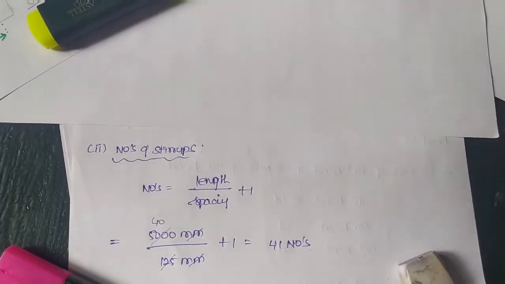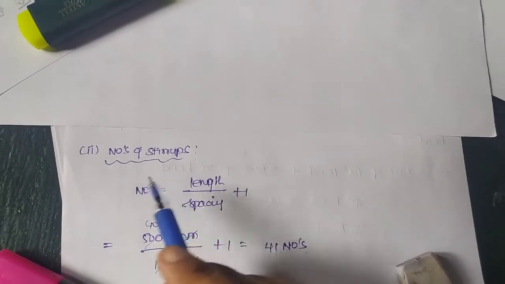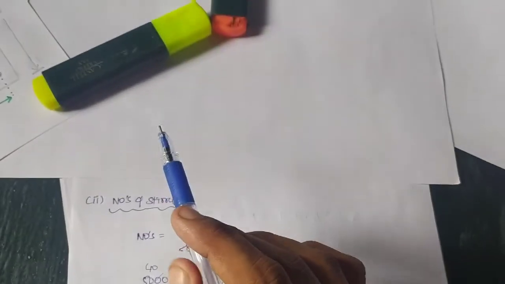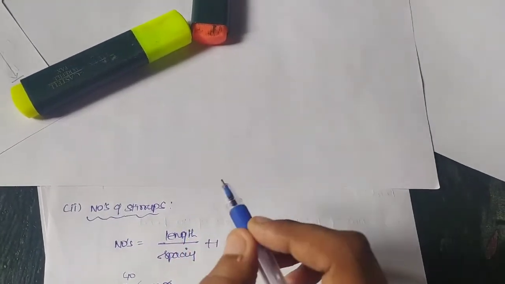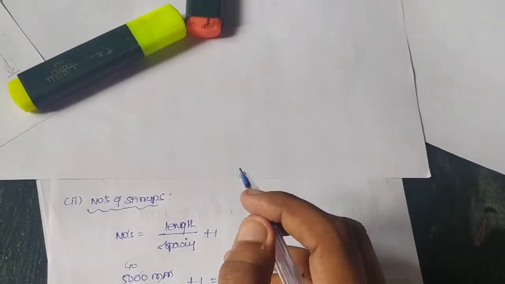Now next we have to calculate the number of stirrups. We have calculated the first part, the main bars. In that we have calculated for the 20 mm dia bar and the 16 mm dia bar. Then we go to the second portion, which is nothing but stirrups. In that we have calculated the cutting length of stirrups. The second part of the stirrups is the number of stirrups, which we have to calculate.